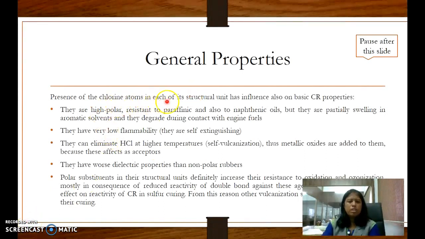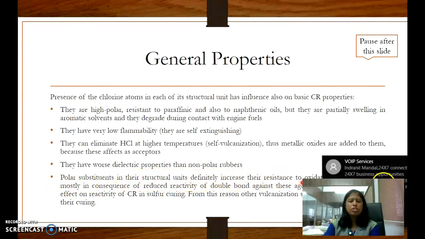The presence of the chlorine atom in each structural unit has an influence on the basic CR properties. Different properties are mentioned here which are improved due to the presence of the chlorine atoms. They are highly polar, they have very low flammability, they can eliminate HCl at higher temperature, and so undergo self-vulcanization. Thus, metallic oxides are added to them as acceptors because of these effects. They have worse dielectric properties than non-polar rubbers. Polar substituents in their structural units definitely increase their resistance to oxidation and ozonization.